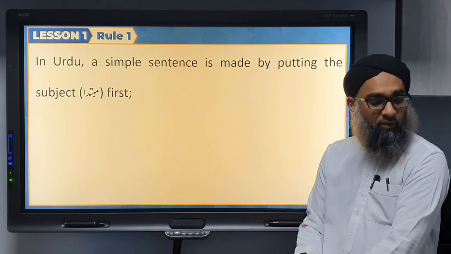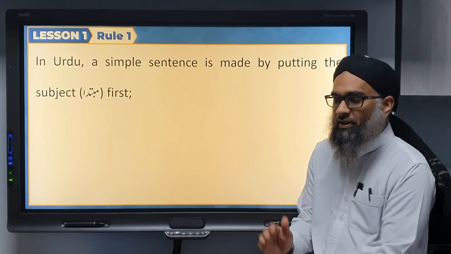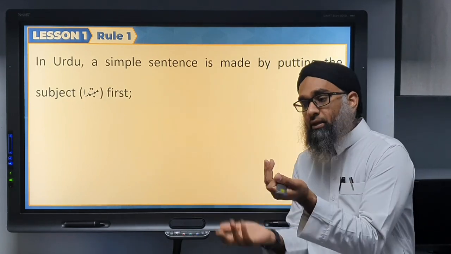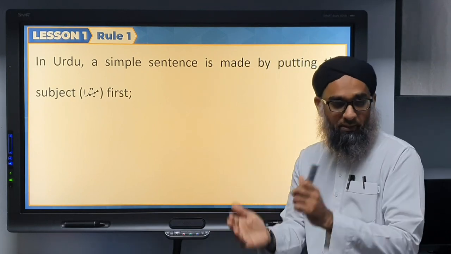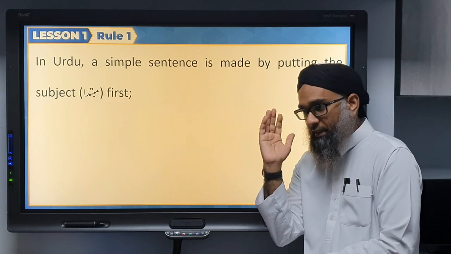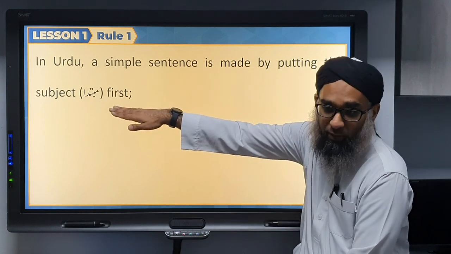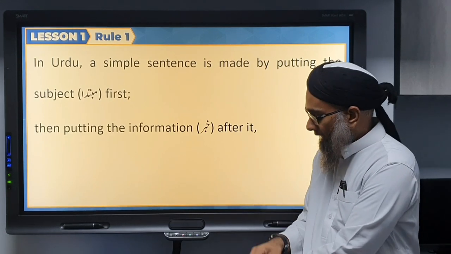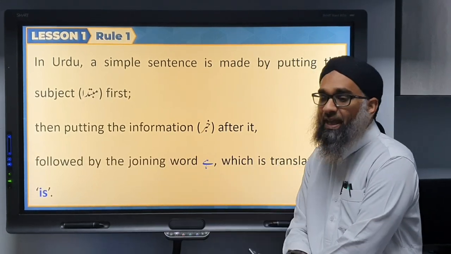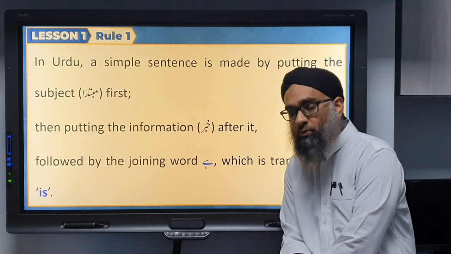To make a sentence in Urdu, it's very simple. You just put the subject, and you guys know Arabic, so it's called a mubtada, the subject. And you put the khabar, or the predicate. So you have the first thing, the subject, the thing you're talking about. Then you put the information, which is the khabar in Arabic. And after that, you add the joining word, hai. So hai is the equivalent to the word is.